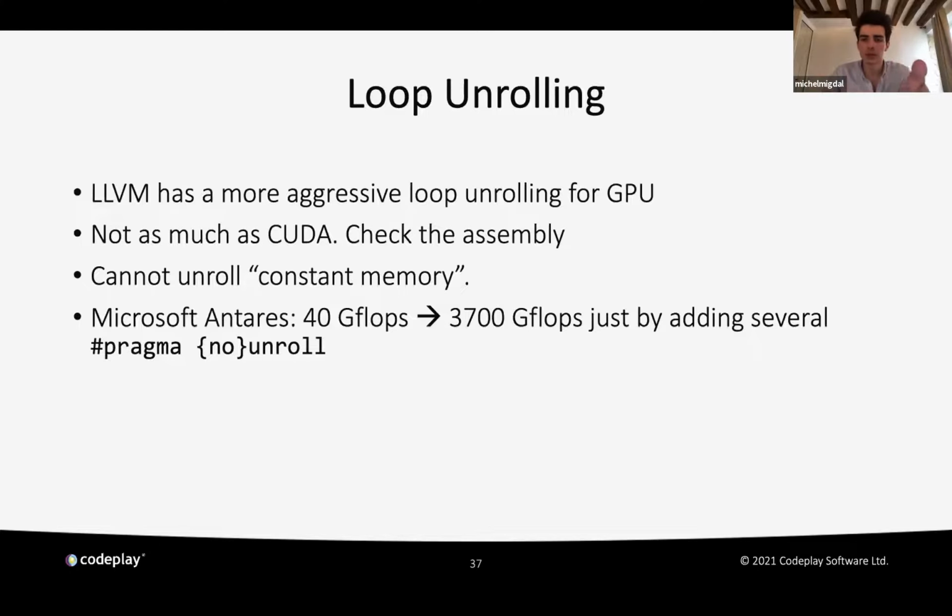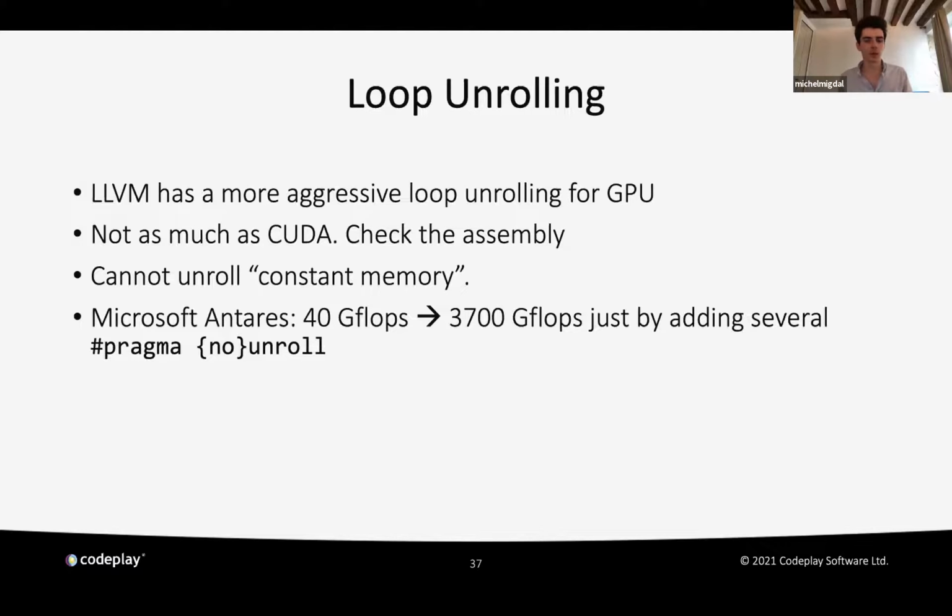As an example, I was working for Microsoft Antares, and I took a CUDA kernel and copied it to SYCL, and I was only getting 40 gigaflops because I realized none of the loops were unrolled, even in release mode. Just unrolling everything multiplied the performance by a factor of 100, which is a lot.